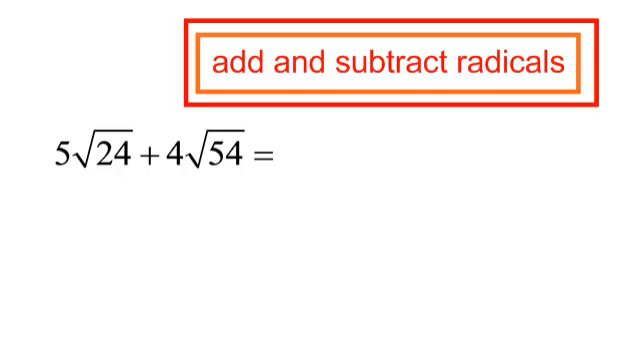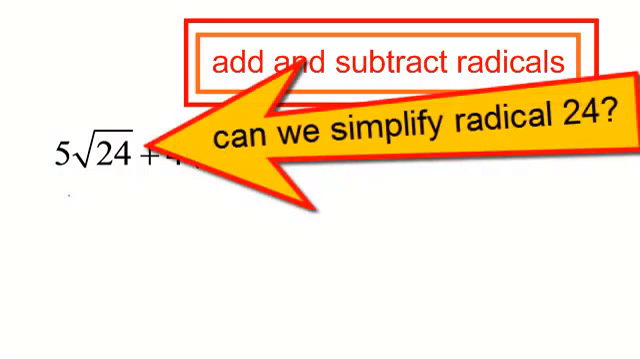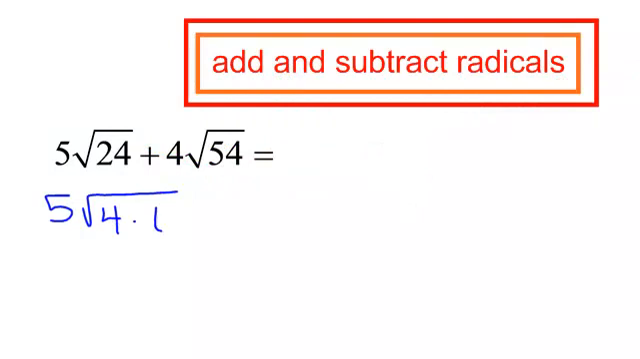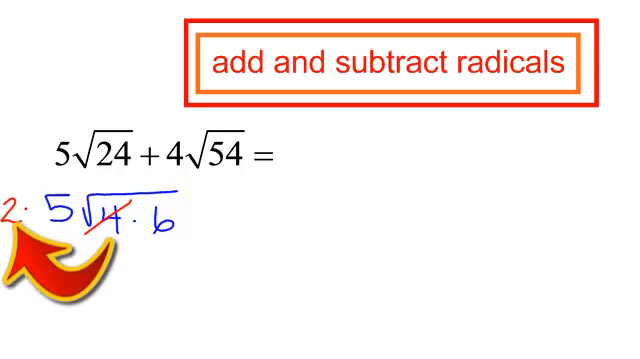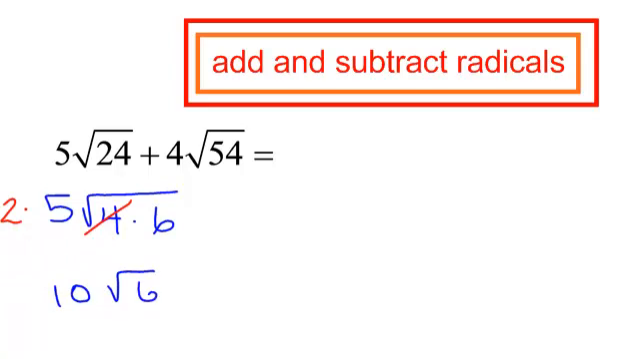Let's concentrate on this radical 24. I'm going to break that down to radical 4 times 6. I have just gotten used to when I see 24, 4 times 6 is the fastest way to my answer. Radical 4 is perfect of 2, so it comes out as a 2. I can multiply the 2 times the 5 now. I will get 10 radical 6.